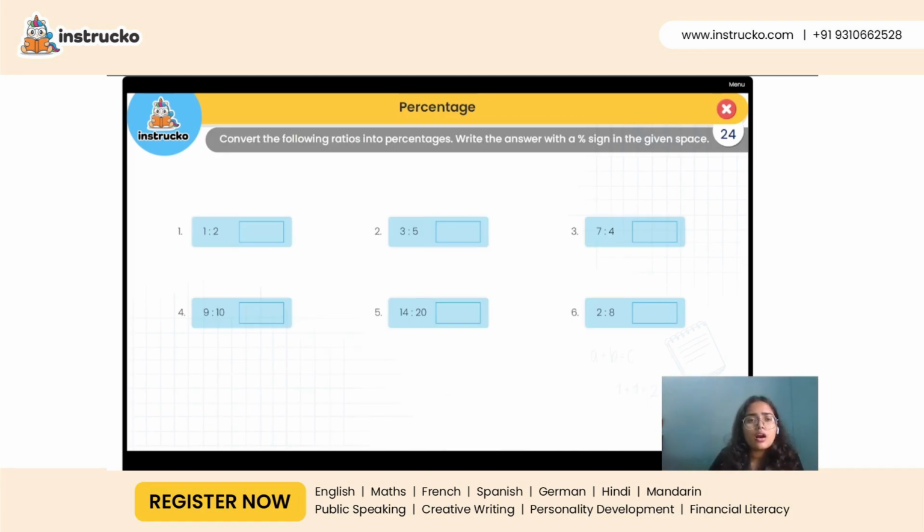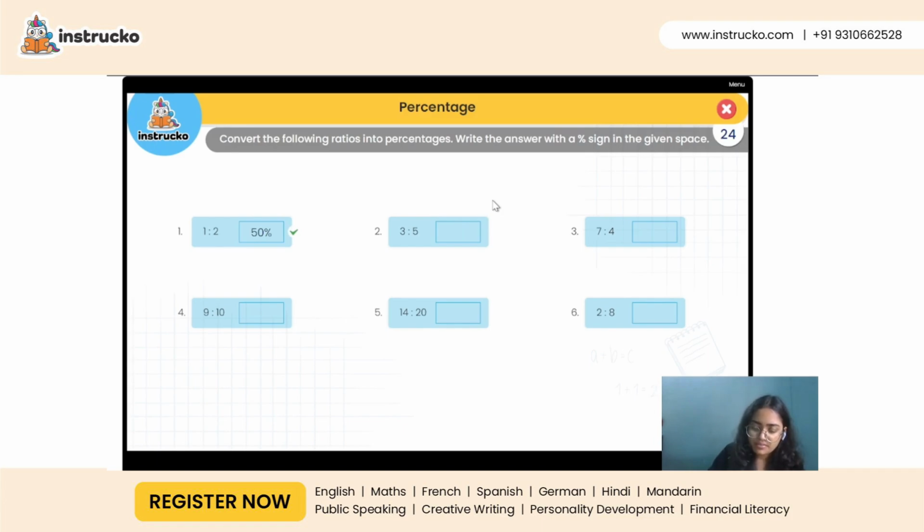The worksheet asks us to convert the following ratios into percentages and write the answer with a percentage sign in the given space. As we talked before, how do you convert a ratio into a percent? First of all, you write the ratio in its fraction form. So 1 ratio 2 will be written as 1 divided by 2 in fraction form, 1 in the numerator, 2 in the denominator, and then you multiply the fraction by 100. So the first one will be 1 by 2 into 100, and the right answer should be 50%. 1 by 2 you can also call half. Half of something is 50%. So the first answer is 50%. We write 50 here and a percentage sign right in front of it, and that is the correct answer.